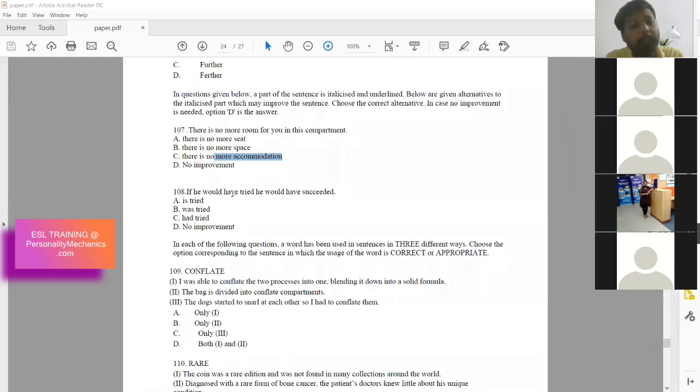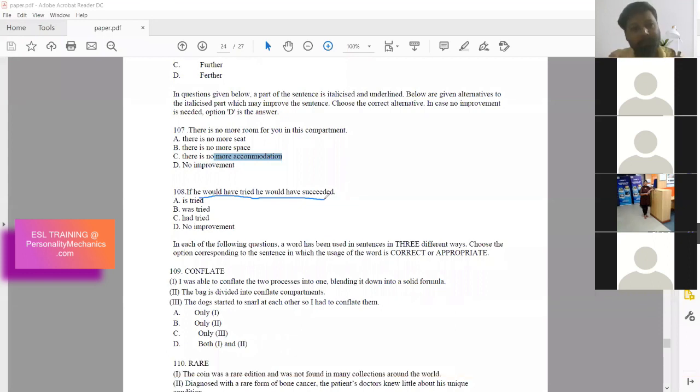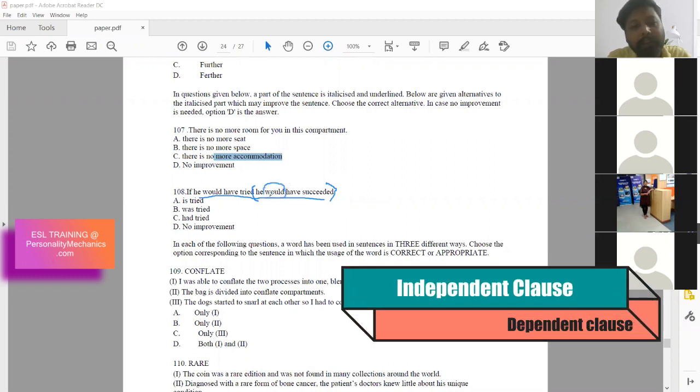Okay. Next is, if he would have tried, he would have succeeded. What do you say? We've already done these cases. Now here what is happening is that we have two parts to this sentence. One is the major sentence, the other is the simple sentence, the attachment to it. So one is a primary sentence, the other is a secondary sentence. So when I say he would have succeeded, this is your primary sentence, and this is where I am allowed to give it a sense of conditional.